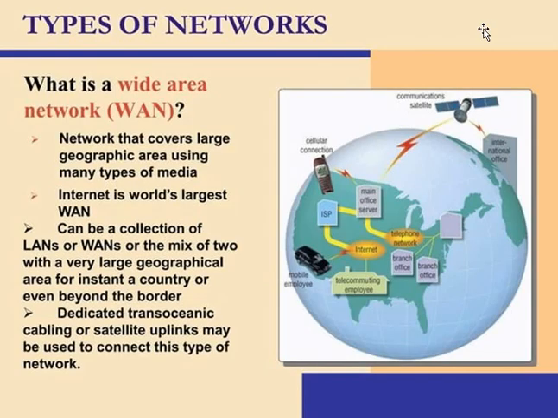The next type of network is the wide area network, a network that covers a large geographical area using many types of media. The internet is the world's largest WAN and can be a collection of WANs, LANs, MANs, etc. It spans two or more larger geographical areas, for instance a country or beyond the border. Dedicated transoceanic cables and satellite uplinks are types of such networks.